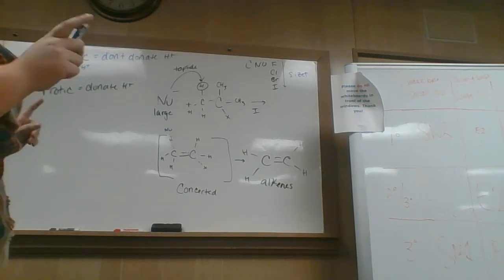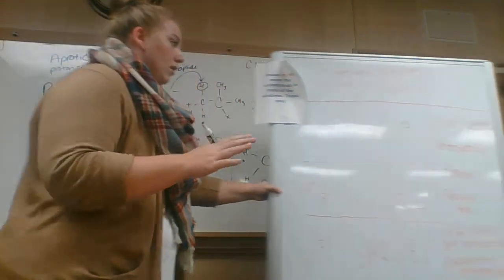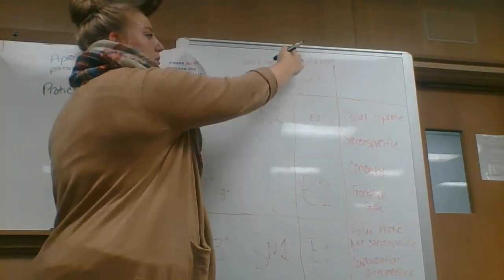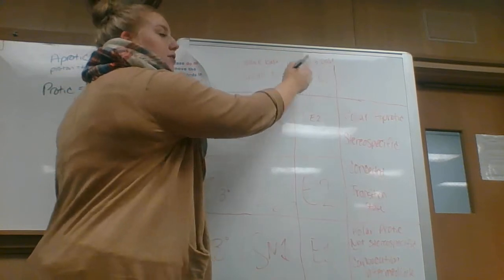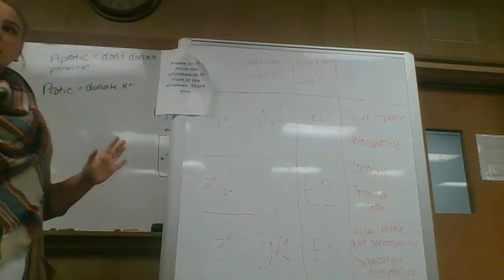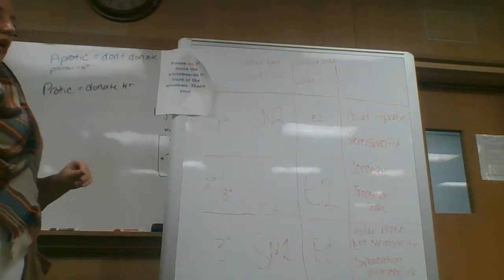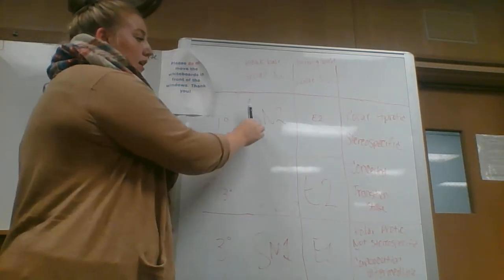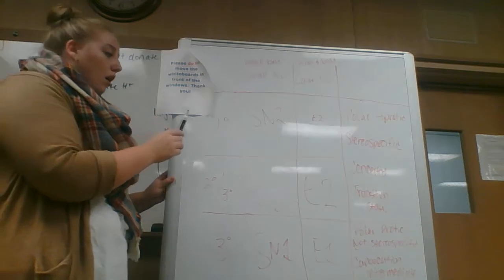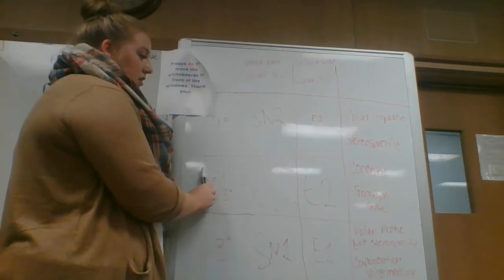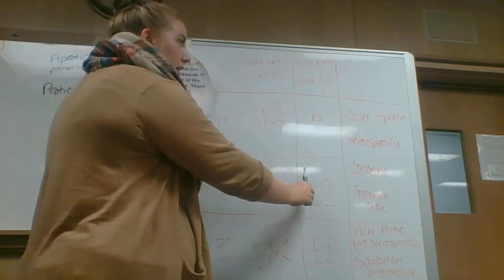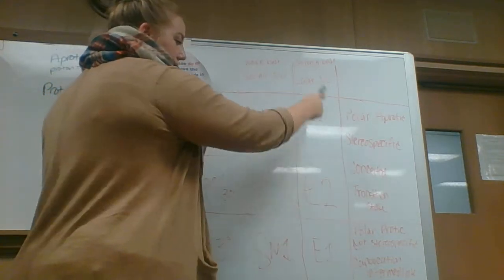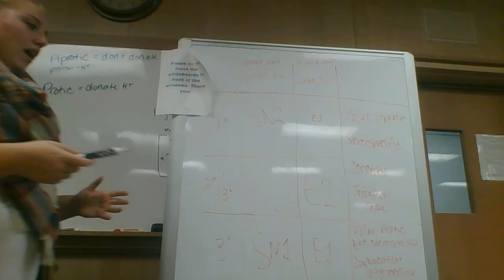For primary, the only time you'll have an E2 mechanism is when you have a strong, large nucleophile. That's the only situation in which that will occur. If you have any other type of nucleophile with a primary, it's going to go to substitution. When we're talking about these, depending on the size of the nucleophile, it will drive E2.